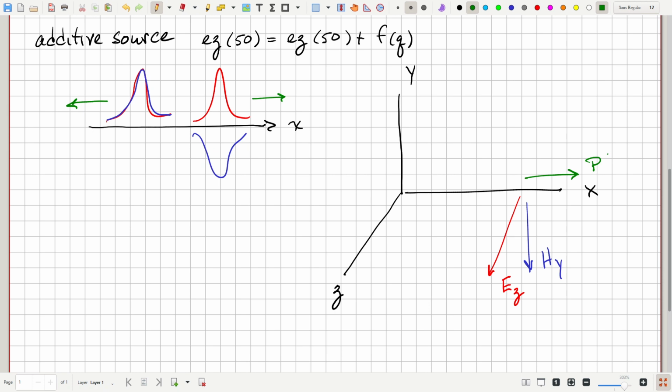Now, to go the other way, for this other wave going to the left, if that had a positive EZ, then it would have to have a positive HY, so that EZ cross HY there would give you a propagation Poynting vector going to the left. All right, so let's call this the right wave, or let's just call it the R wave, and this is the L wave.